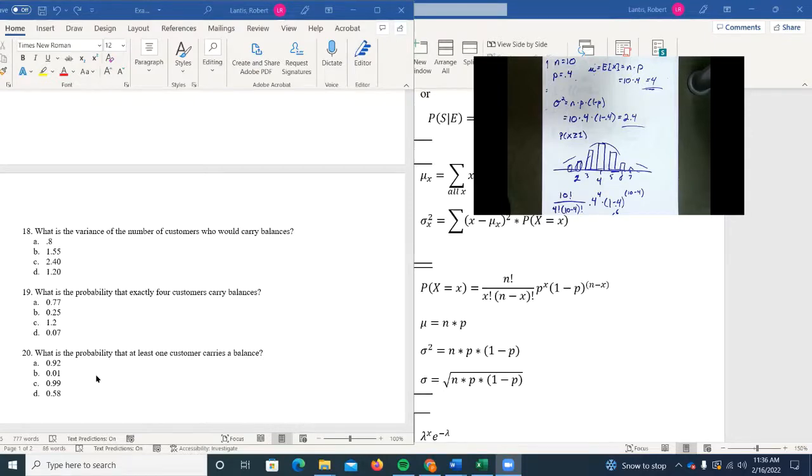Right? If on average 4 people carry a balance, and I want to know the probability that 1 or more do, well, the only other outcome that doesn't fit that criteria is that 0 people carry a balance, right? And that seems like it should be a relatively low probability because it's pretty far from that mean of 4, right? Which means that the probability of being greater than or equal to 1 should be a relatively high probability.